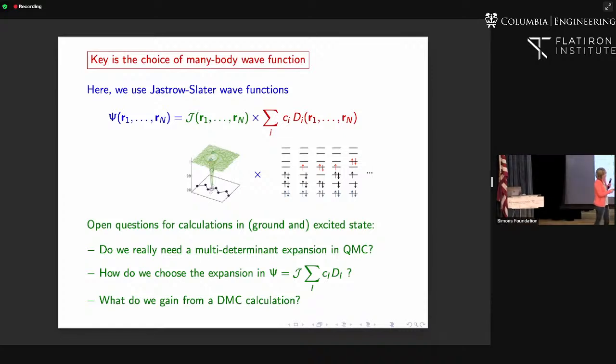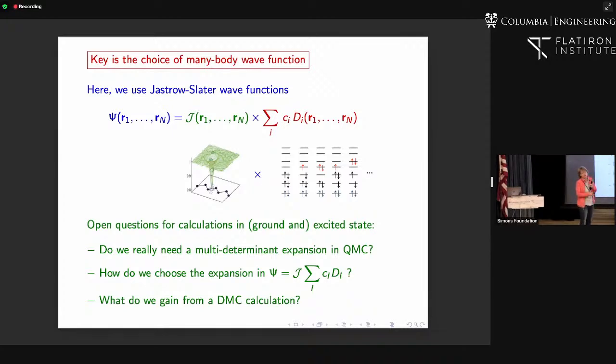So you can think about your Hartree-Fock, and then you start to excite. You have a configuration interaction expansion, and that's the type of wave function we use. And what we hope is that in the presence of these correlated components, we can get by with fewer determinants.